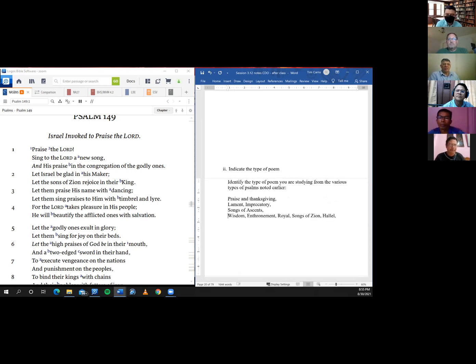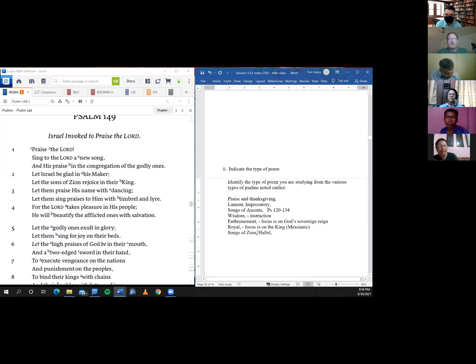The songs of ascent, remember those were psalms. We know Psalms 120 to 134 were written specifically to be sung as the pilgrims were approaching Jerusalem on the three annual feasts. There are wisdom psalms that are meant to give instruction. There are the enthronement psalms, where the focus is on God's sovereign reign, and we just looked at one of those in Psalm 96. The royal psalm, the focus is on the king, and many of the messianic psalms are in this category.